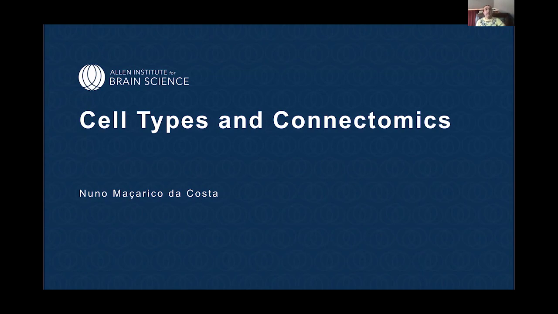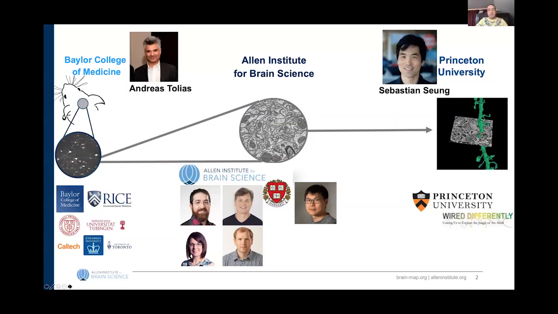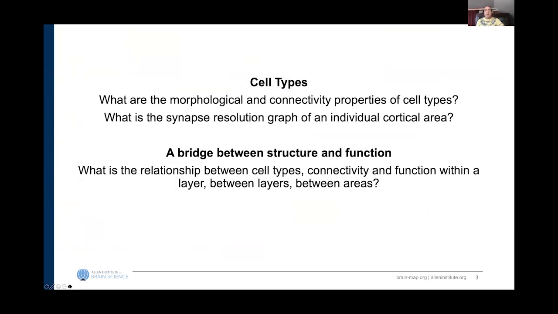The next slide is one that you have seen before, but it's just a reminder that the work that I'm going to present is a very wonderful collaboration sponsored by ARPA between our teams at the Allen and the team of Andreas Tolias at Baylor, and then Sebastian Seung. The original questions that drove us to acquire these EM datasets were the description of cell types, both in terms of their morphology and their connectivity, and then to map these cell types into wiring diagrams of particular areas, and then relate this structure to the function, which is something that I'll not touch on today.